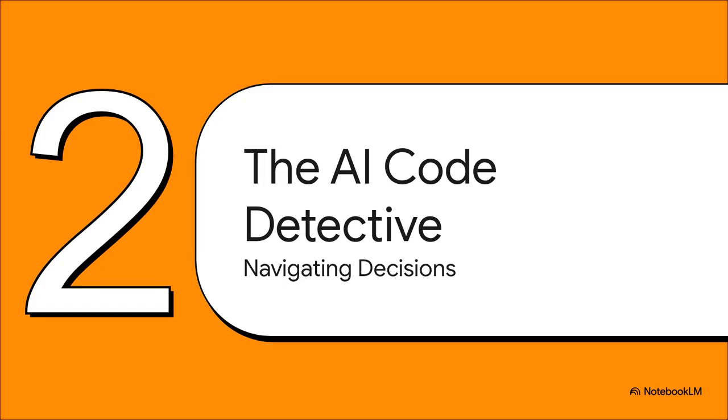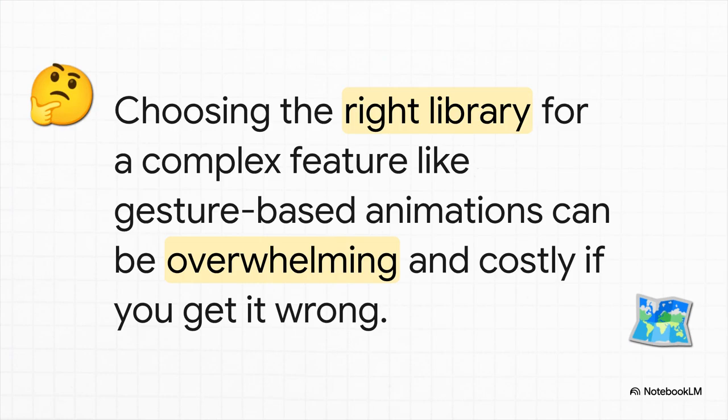All right, let's switch gears to our next scenario. Now we're going to transform our AI into a code detective, a top-notch research assistant that helps you navigate that overwhelming jungle of libraries and tools out there. So imagine this. You need to build some really slick gesture-based animations in your React Native app. Okay, so where do you even begin? There are so many libraries, and each one has its own quirks, its own strengths and weaknesses. And a wrong choice right here could cost you days, maybe even weeks of painful rework down the line.